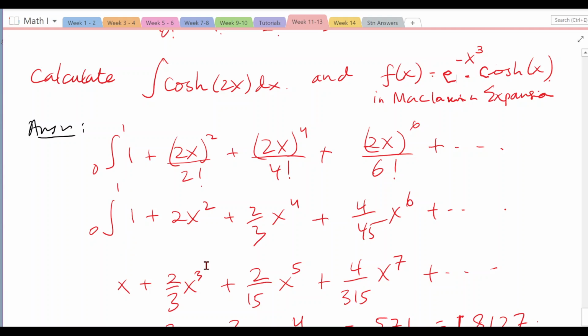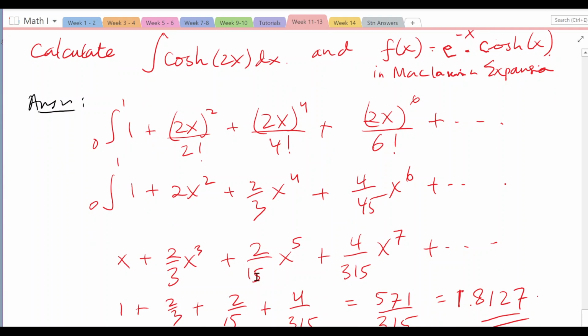This is 2 over 3 x cubed. If you put 0, then this thing becomes 0, this thing becomes 0, this thing becomes 0, this term also becomes 0. So you basically substitute only the 1: x plus 2 over 3, 1 to the power of 3, and so on. 2 over 15, 1 to the power of 5 is 1. 4 over 315, times 1 to the power of 7 is 1. So if you add these numbers together, the whole thing is approximately 1.8127.